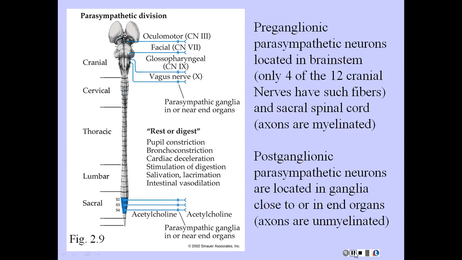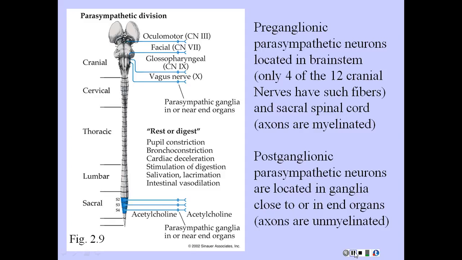And actually embedded in the fat of the human heart are little nodes of these parasympathetic neurons. So that's a really good example of these neurons being literally in or very near the end organ. All right.